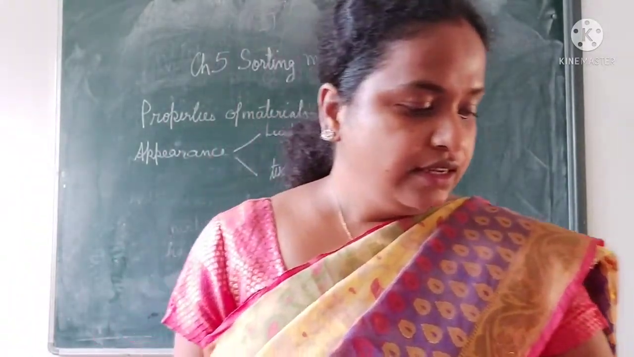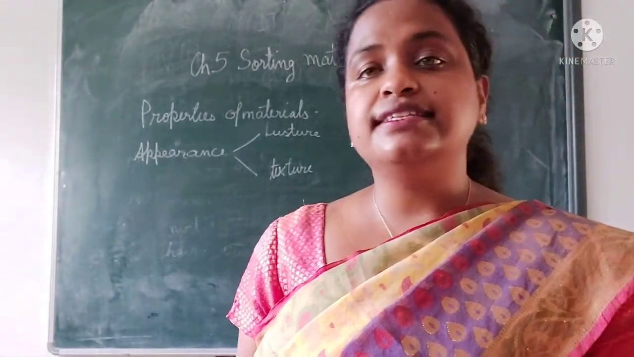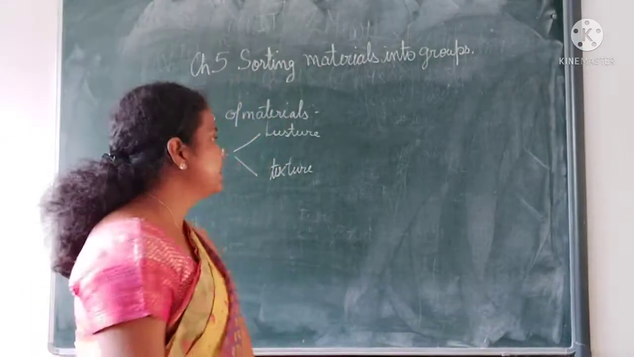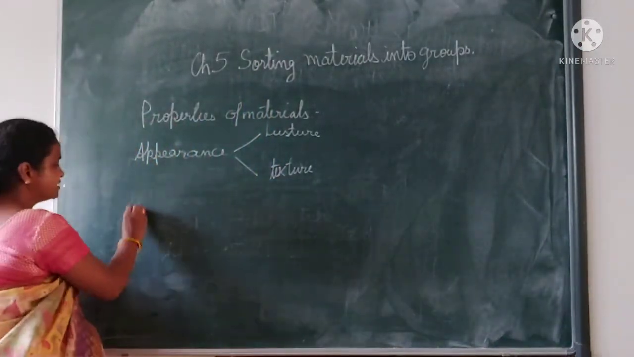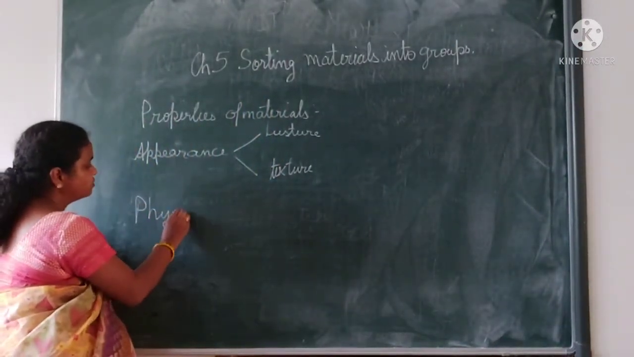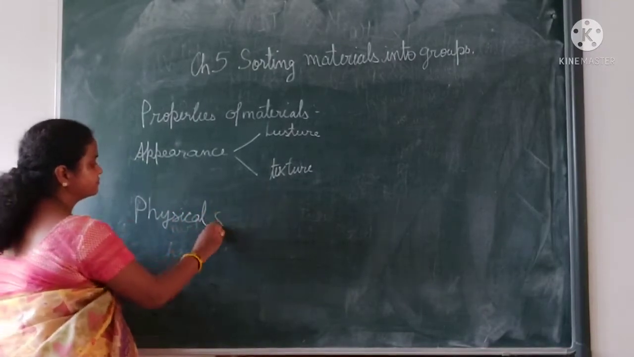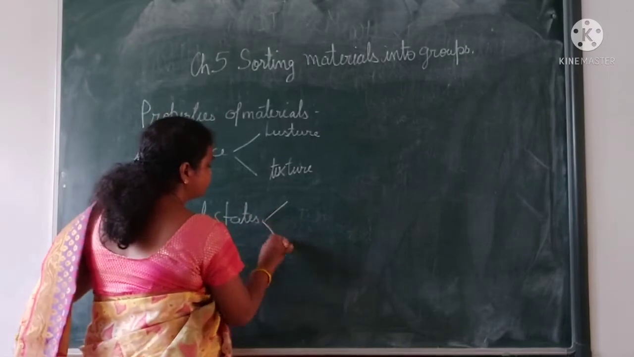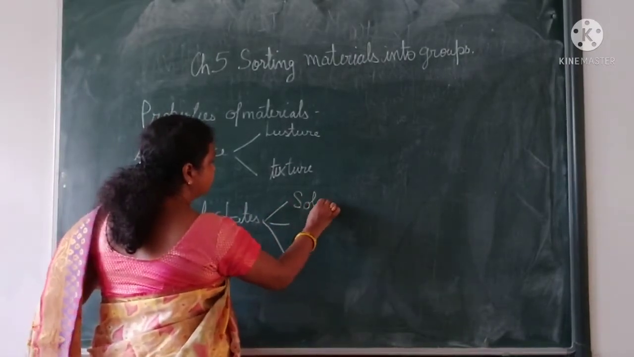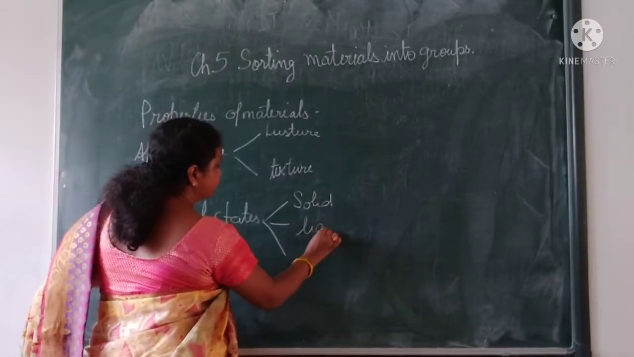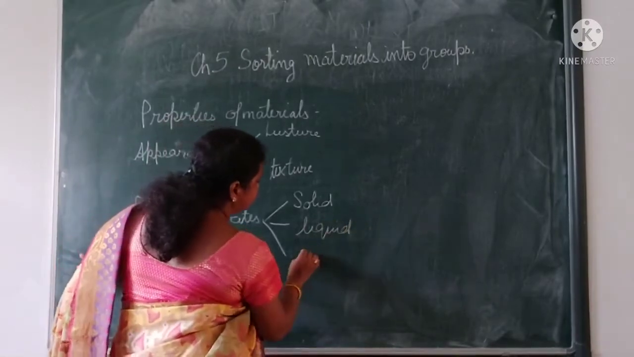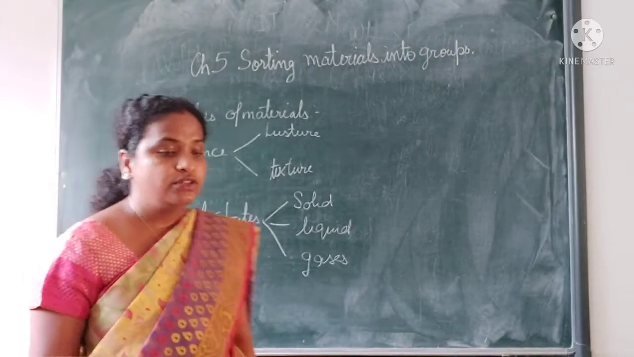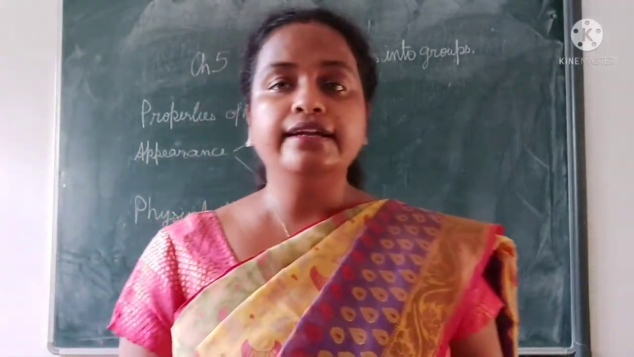Now, next is physical state. What is physical state? Materials can be classified into three physical states. And what are those physical states? Those are solid, liquid and gas. What are the three physical states? Solid, liquid and gas.